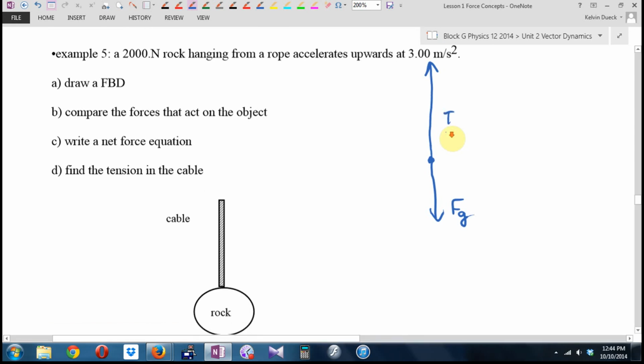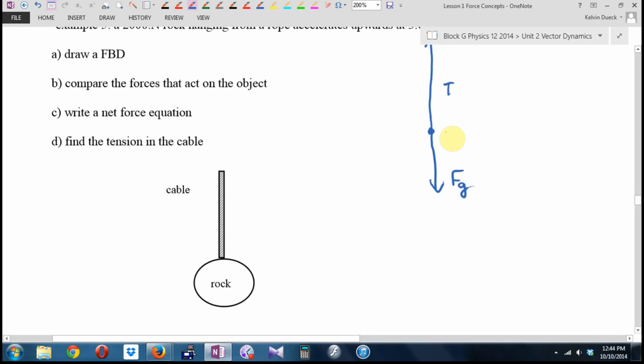Write a net force equation. Okay. Who's winning? Who's losing? The equation's going to look like this: winner minus loser equals ma.